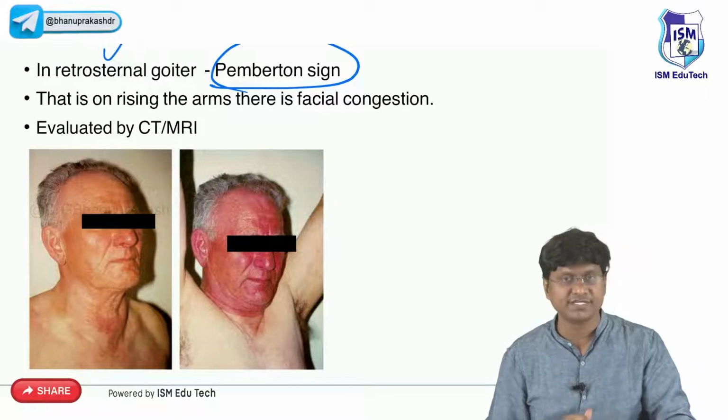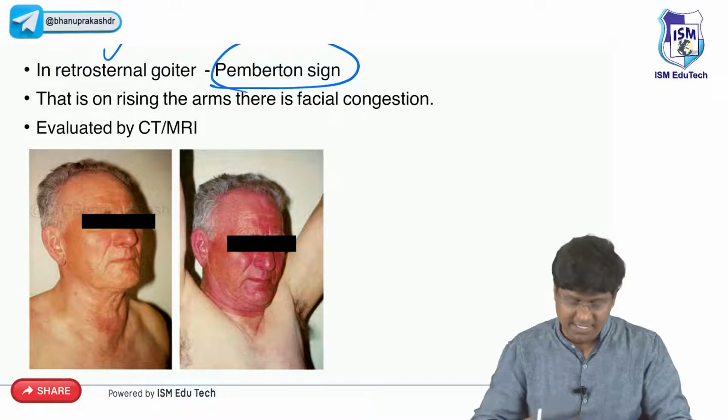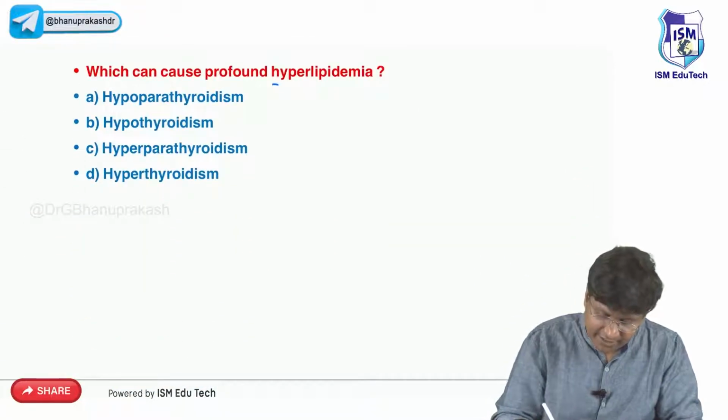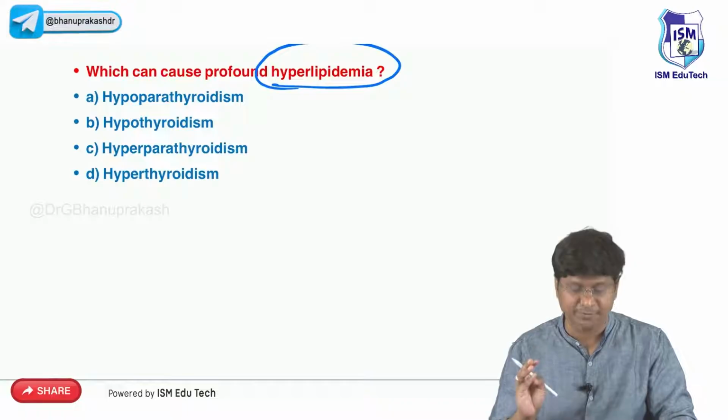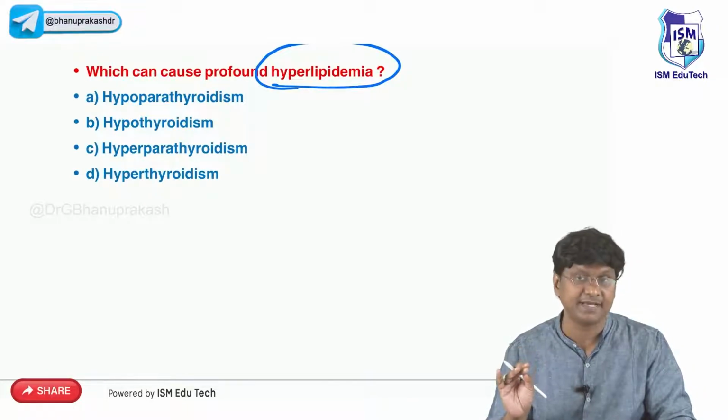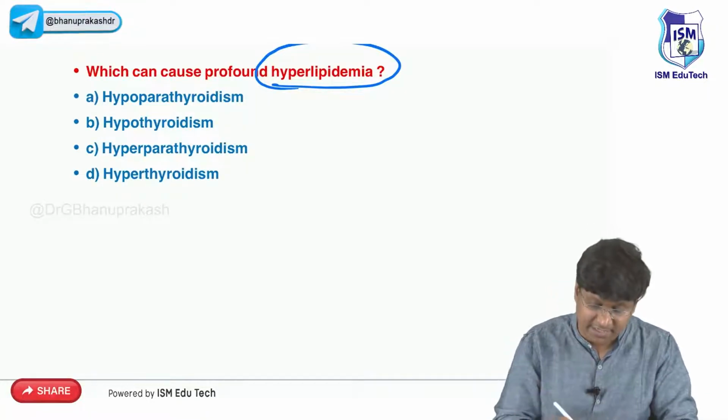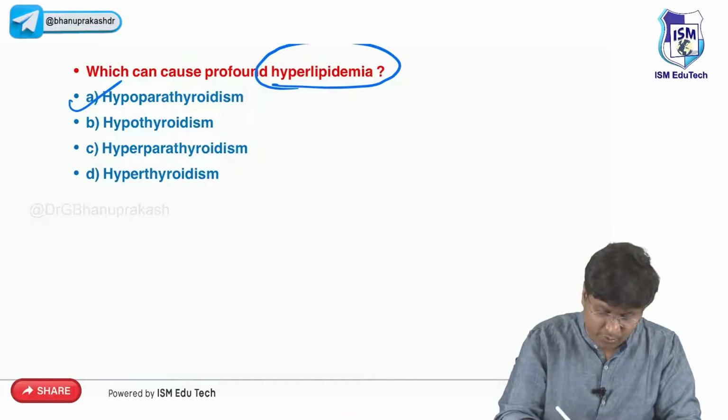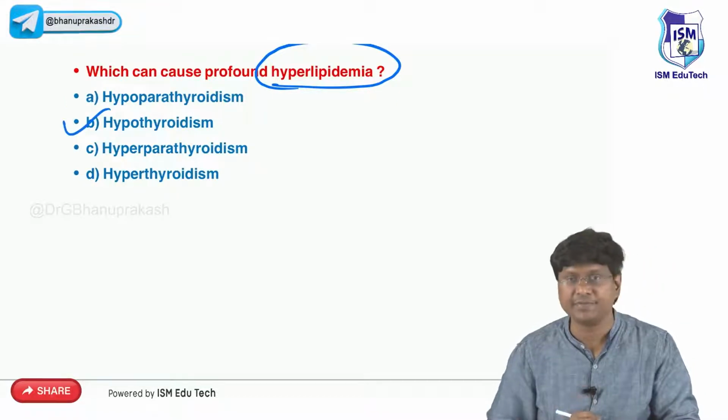And how will you diagnose this retrosternal goiter? That is evaluated by CT or MRI of the thorax. Okay, right. Then which of the following can cause the profound hyperlipidemia? Hypoparathyroidism, hypothyroidism, hyperparathyroidism, hyperthyroidism. Remember, your dyslipidemia is very common in case of the hypothyroidism.